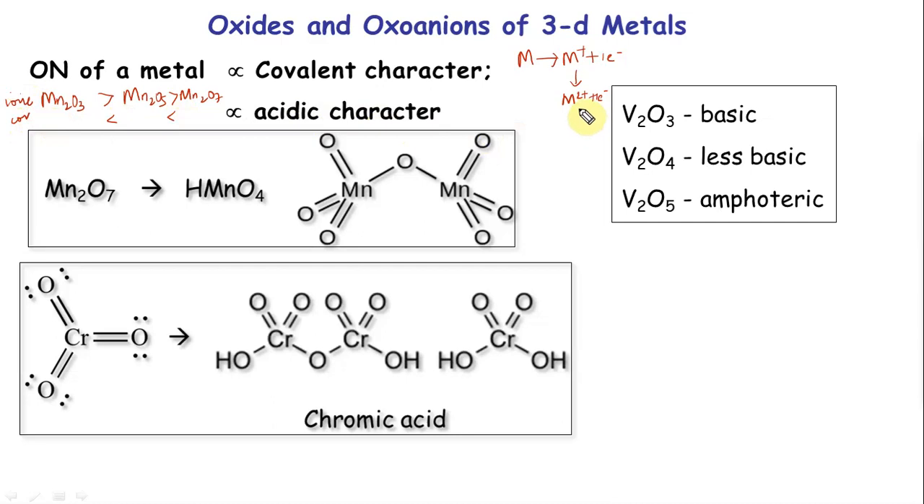Acidic character is the same. Imagine you losing electrons. You are losing electron means you want electrons back. Wanting electron is Lewis acid. Okay, you can extrapolate that to acidic character. That acidic character, for example, Mn is Mn7 plus here. When you do hydrolysis, you can actually see HMnO4. Permanganic acid can be formed.